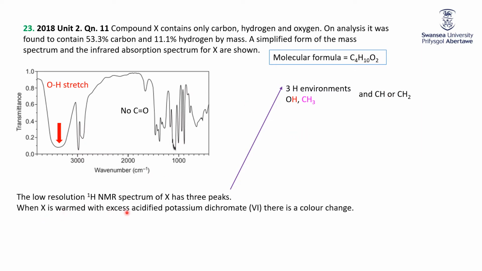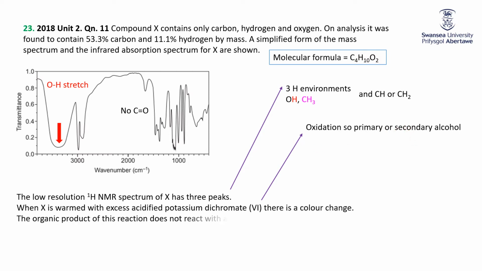When X is warmed with excess acidified potassium dichromate, there's a color change. Now, potassium dichromate oxidizes things. Okay, well, we know we got an alcohol, and you can oxidize primary or secondary alcohol. So this tells us that we don't have a tertiary alcohol here.